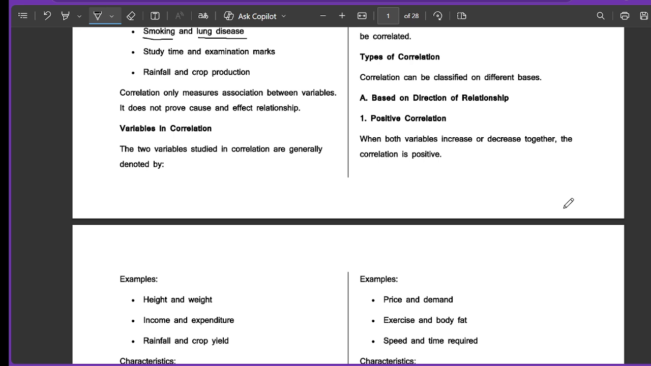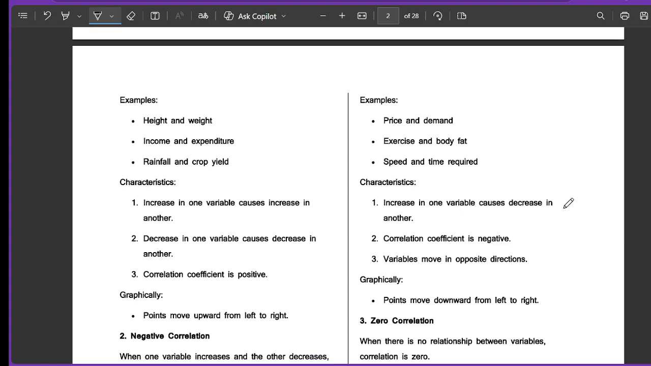Suppose the two variables are increasing together, that means if one variable is increasing, the other variable will also increase. Or else, if one variable is decreasing, the other variable also has to decrease. In that condition, the correlation between them will be the positive correlation. If the income is not high enough, the expenditure will also decrease. If the rainfall is not high enough, the crop yield will decrease. So we can understand positive correlation in either sense.